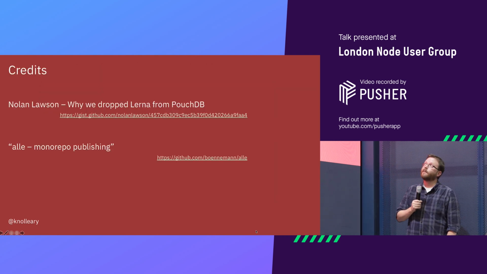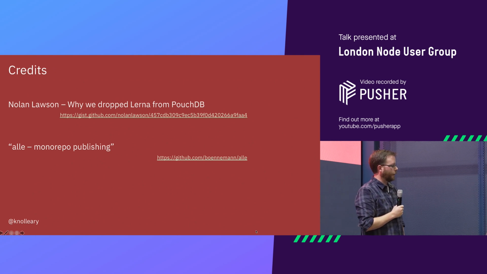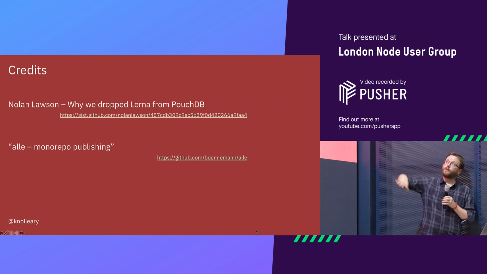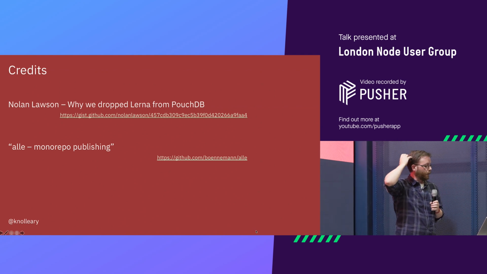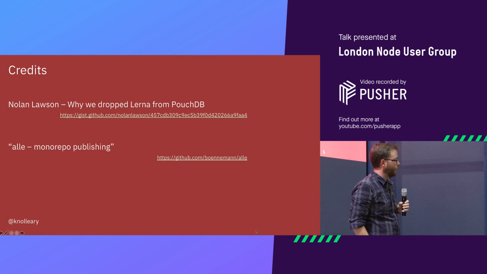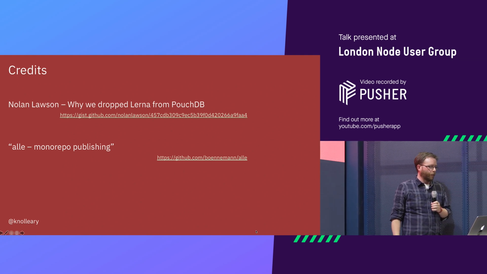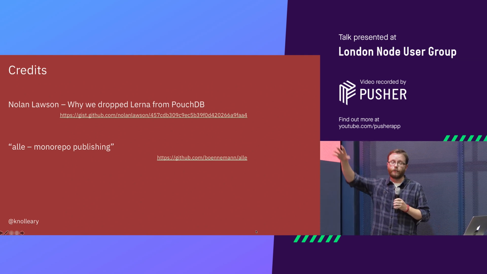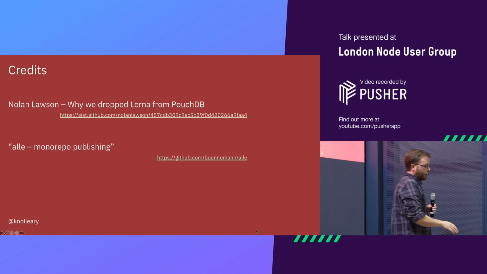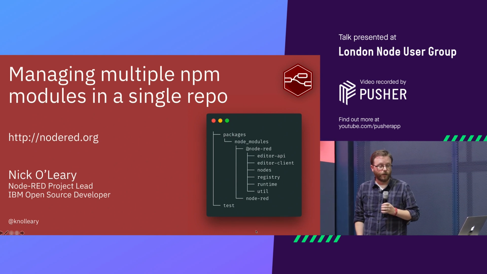It's worth saying, and I'm sure you'll have the slides at some point to click these links. I don't expect you to memorize them now. A lot of what we did was influenced by Nolan Lawson's post about PouchDB and why they moved away from Lerna, and the monorepo publishing. Everything I've shown you, pretty much the principles are lifted from them. And that's kind of it, really, in terms of what we've done with Node-RED.